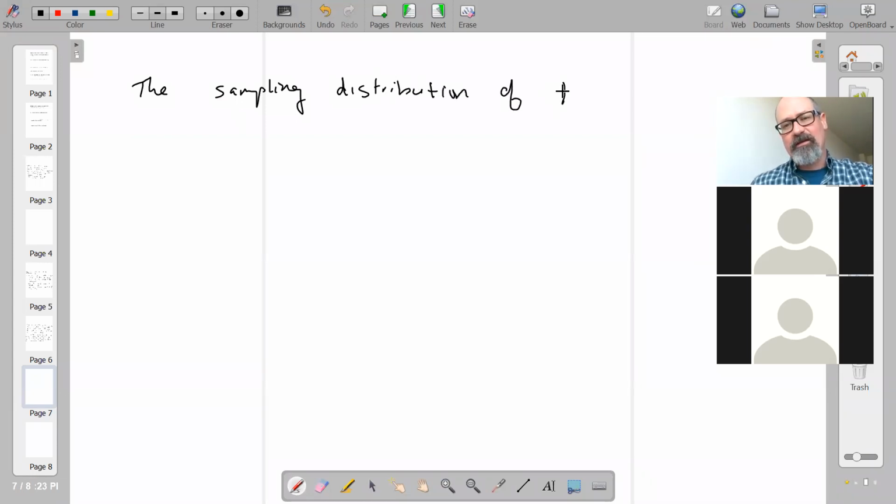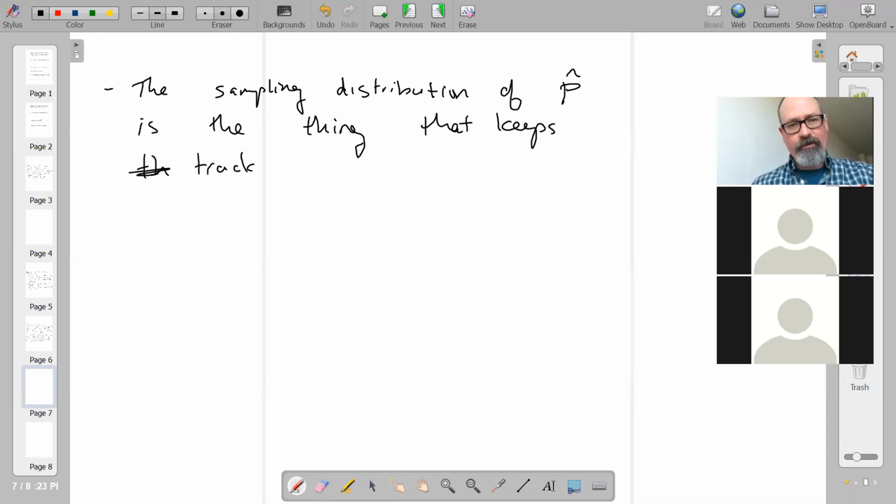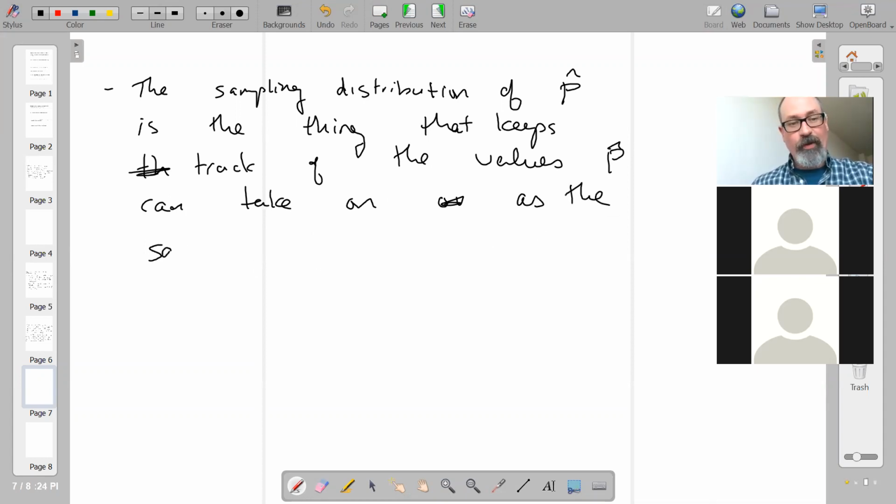But so the sample proportion, the sampling distribution of p hat, the sample proportion, is the thing that keeps track of the values p hat can take on as the random sample varies. So, of course, p hat is a thing that can vary. It's kind of what we're saying.